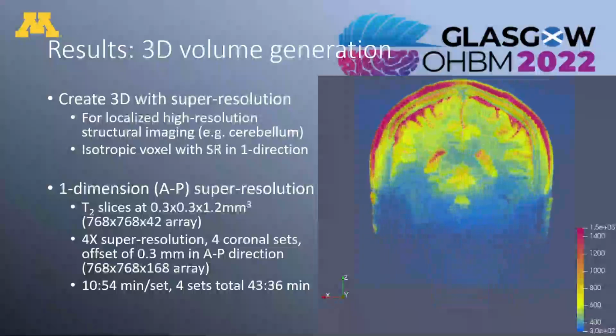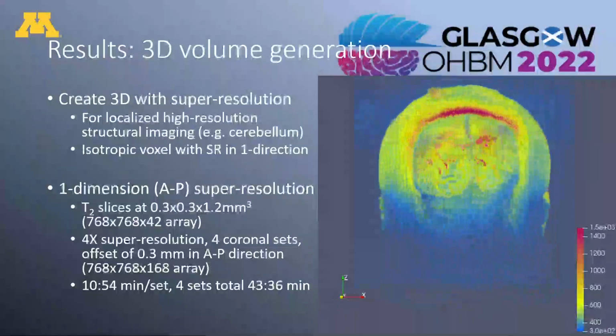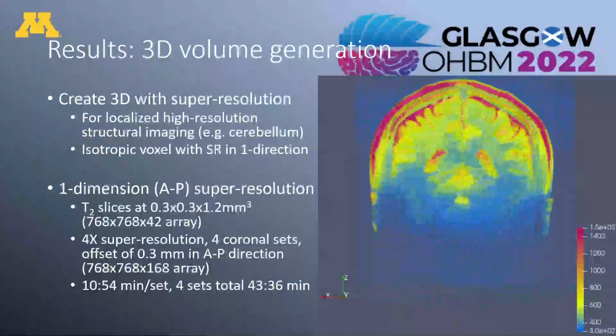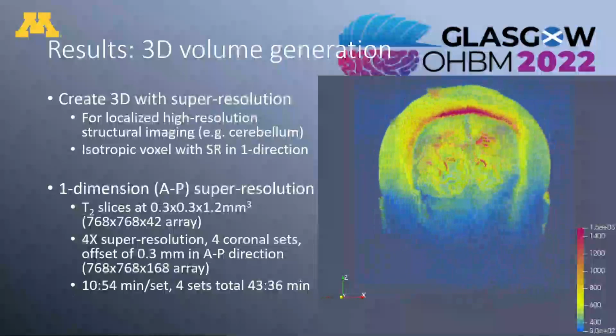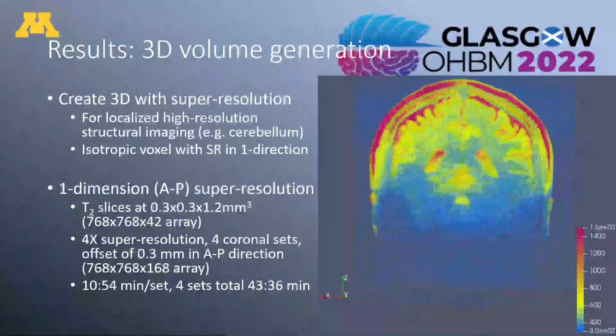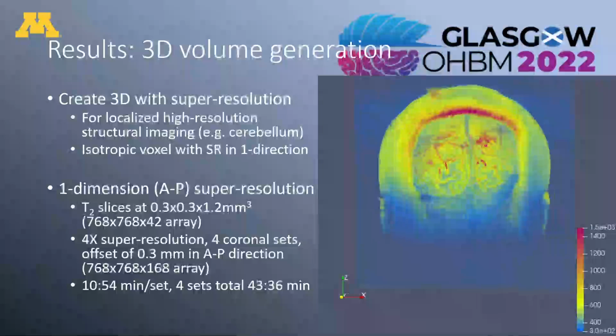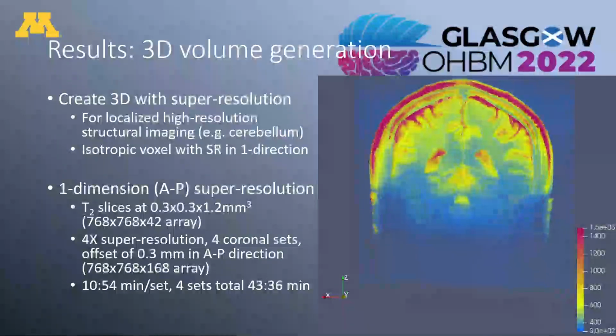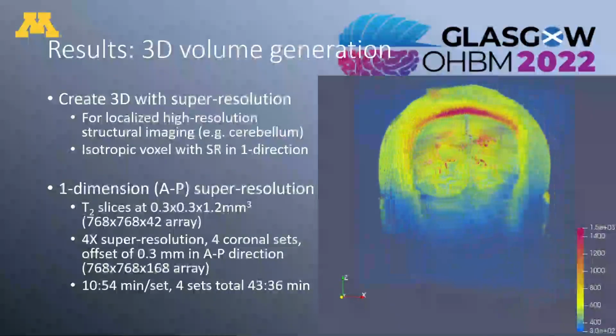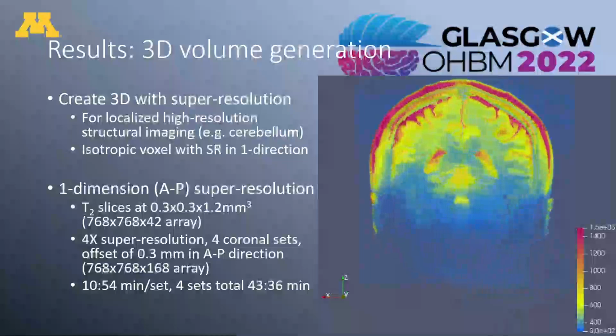But there's one issue. I wanted to look at the cerebellum, but currently with a single transmit coil, you lose a lot of signal, so you don't see much cerebellum other than the edges, and this was after using dielectric padding. So there's still a lot of work to do in this regard.